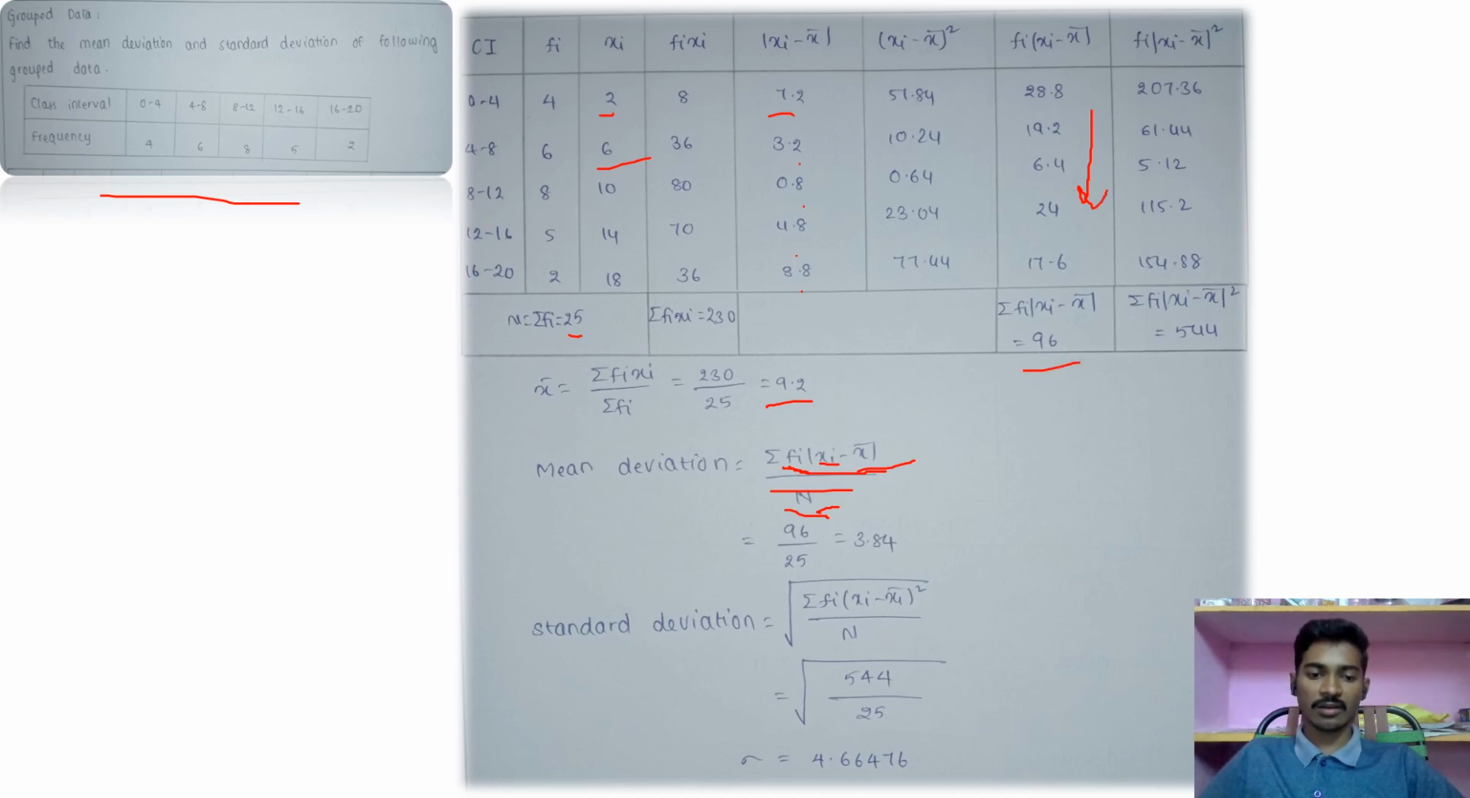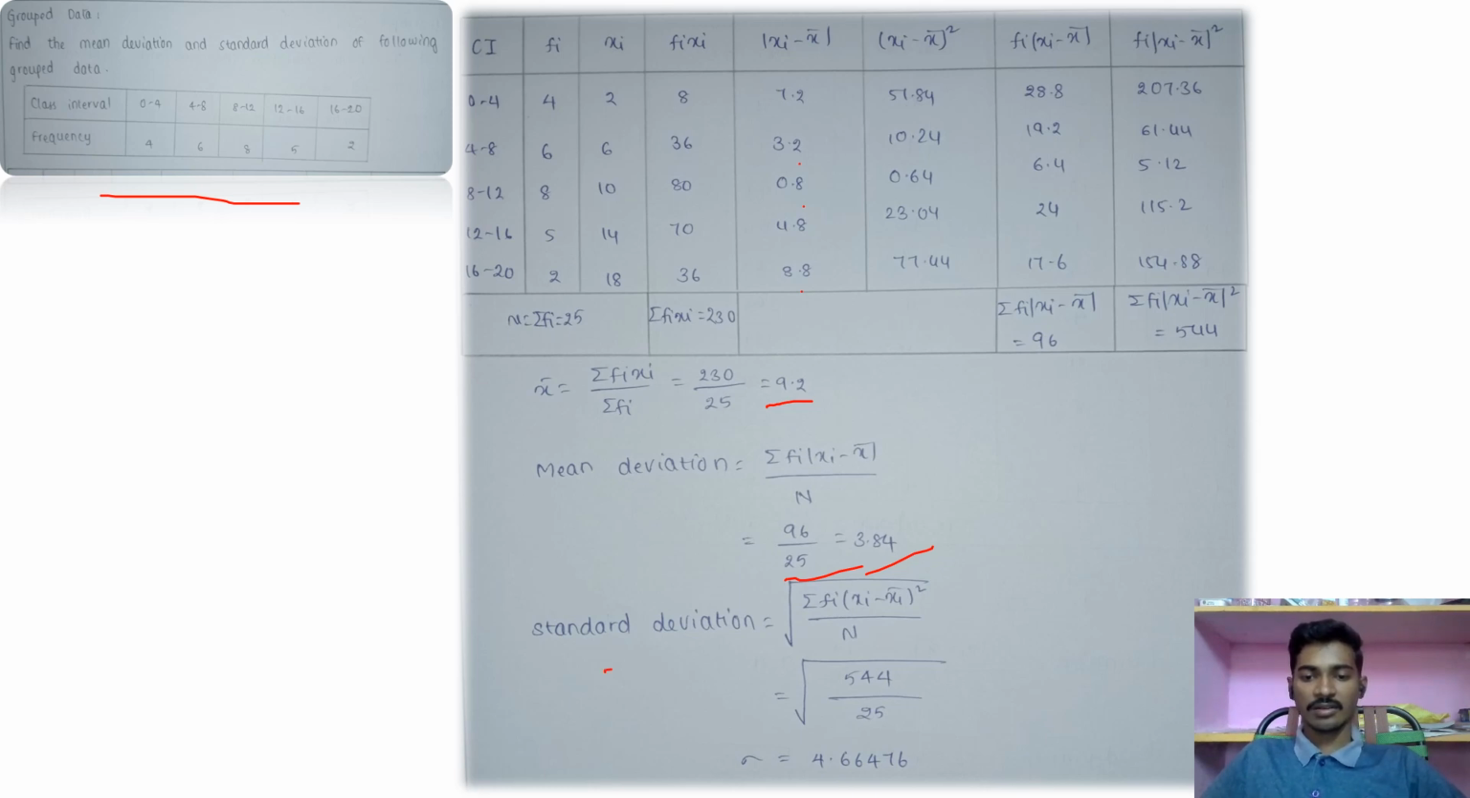So by substituting the values in the mean deviation formula, we get the mean deviation for the following data. It is 96 by 25, that is equal to 3.84. It is the mean deviation. Now let's find the standard deviation.